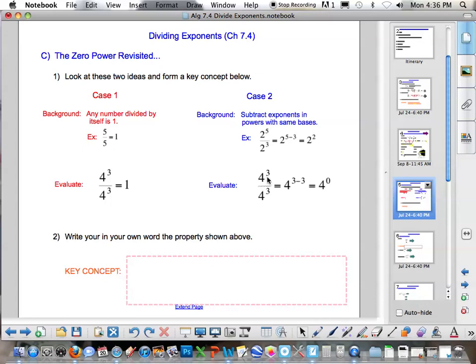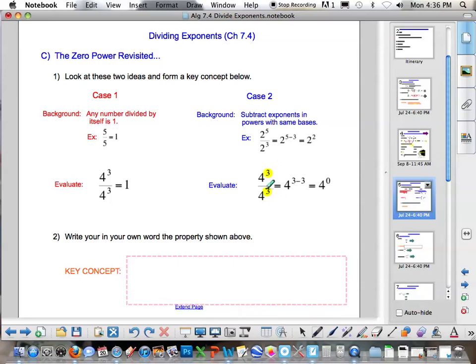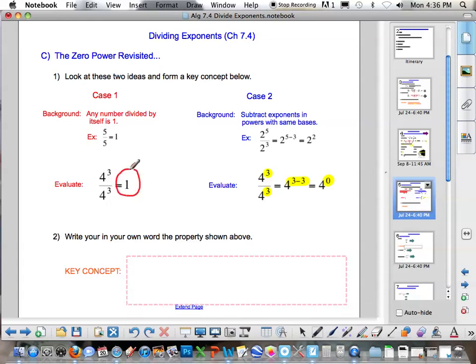I have 4 to the third over 4 to the third, and now I can remember this property that I just learned. These have the same base, 4 and 4, and so I can take 3 and subtract 3. 3 subtract 3 is 0. So if I have the same problem that I did in 2 different ways, and here I got 1, and here I got 4 to the 0, that means 4 to the 0 has to be equal to 1, because those have to be equal to each other.